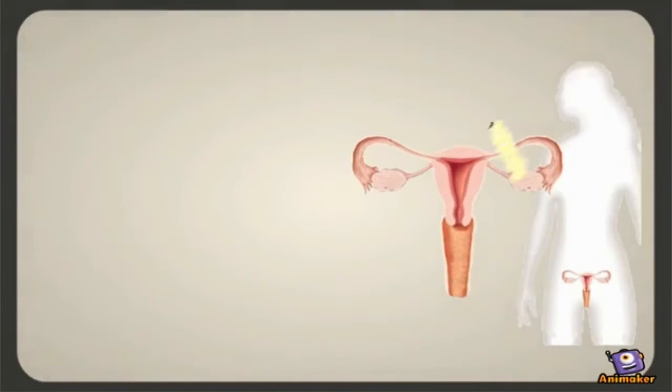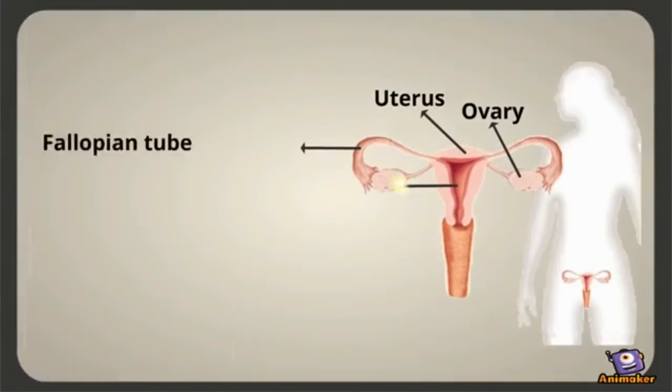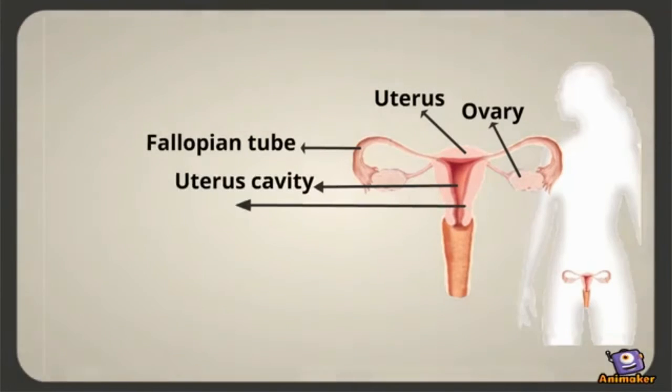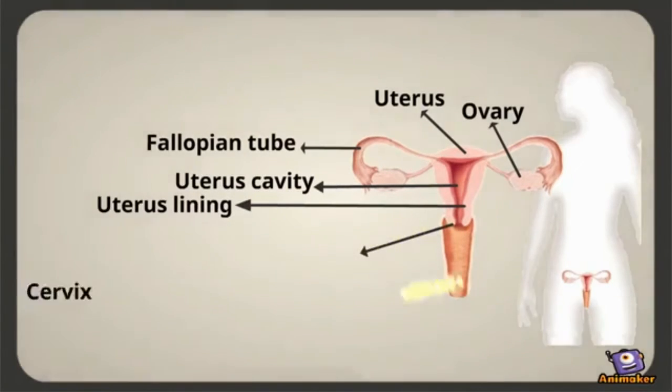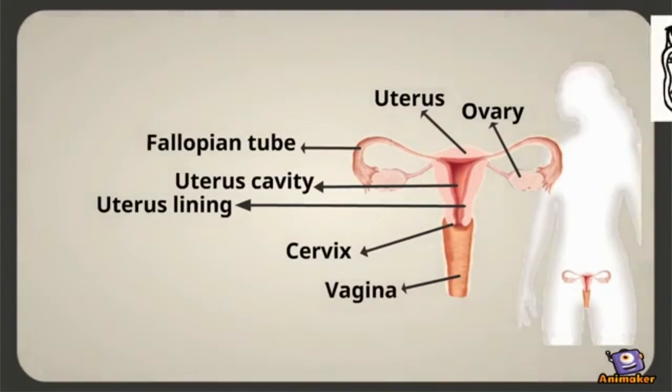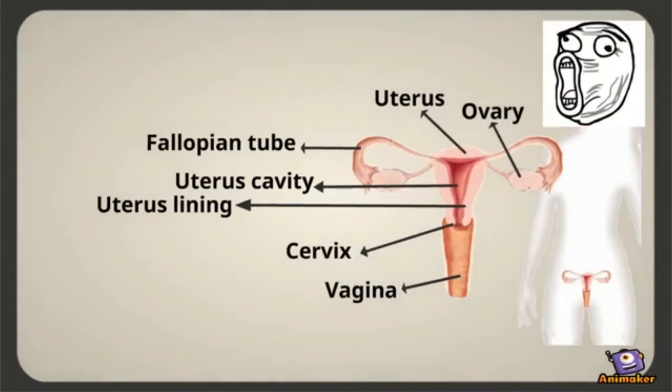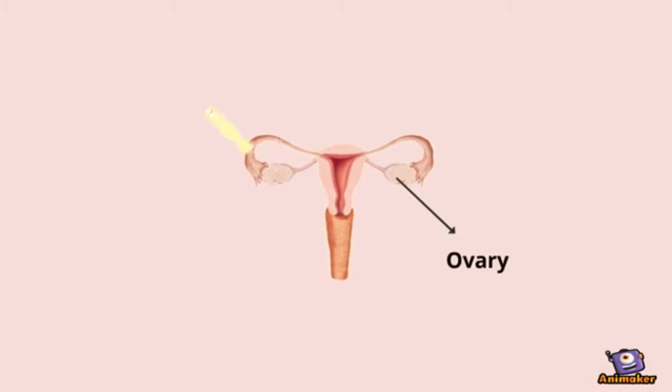The structure of the female reproductive system consists of the ovary, uterus, fallopian tube, uterus cavity, uterus lining, cervix and vagina. Let's have a look at the physiology part.